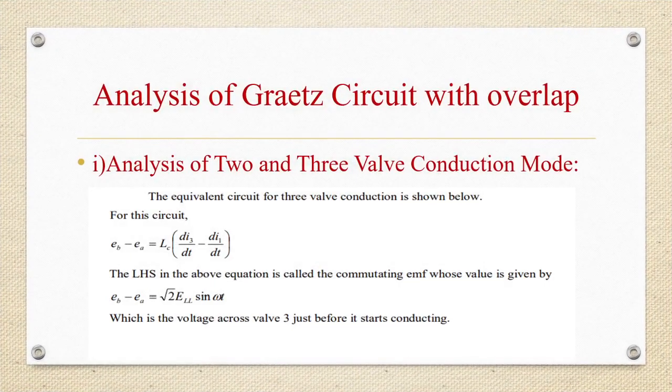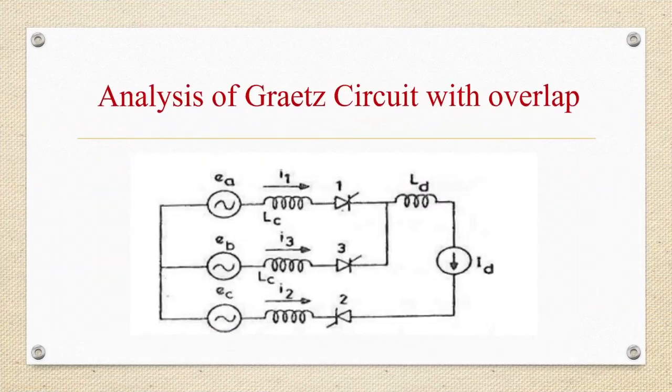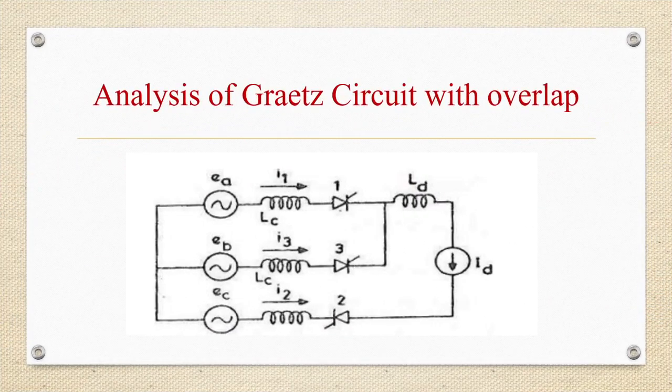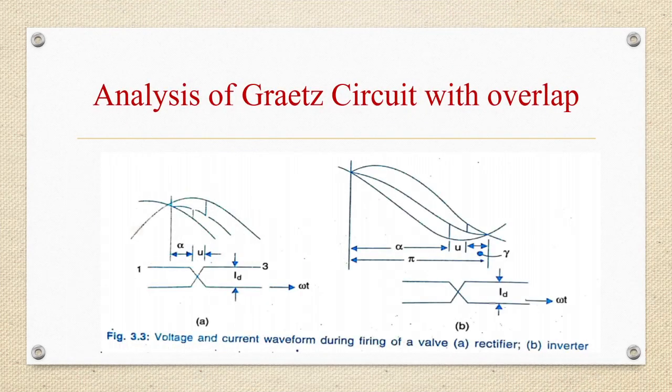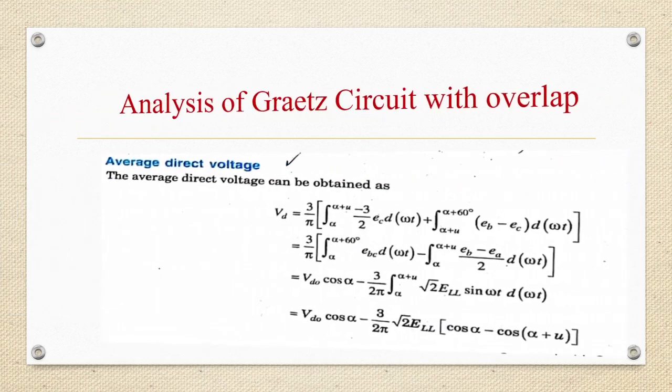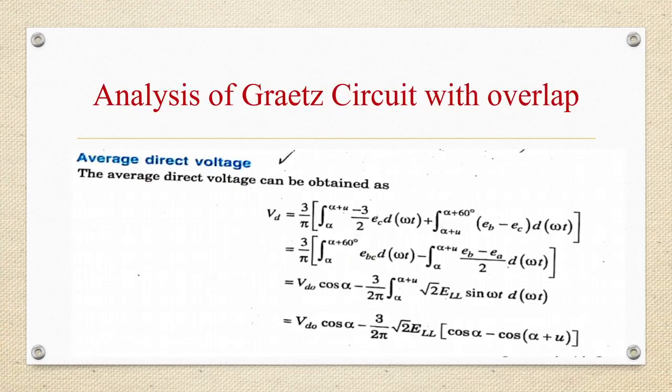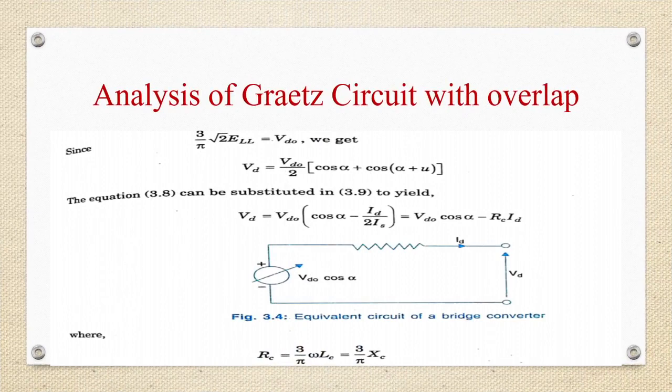So equivalent circuit. This is the equivalent circuit for 3 valve conduction, where we have derived the equation for current, that is ID is equal to IS into cos alpha minus cos of alpha plus U. Then this is the voltage and current waveform during firing of valve for rectifier and inverter, left side for rectifier, right side for inverter. Then we have seen average direct voltage, we derived it as VD is equal to VD0 cos alpha minus RC ID, and this is the equivalent circuit of a bridge converter. And RC value is given as 3 by pi XC.